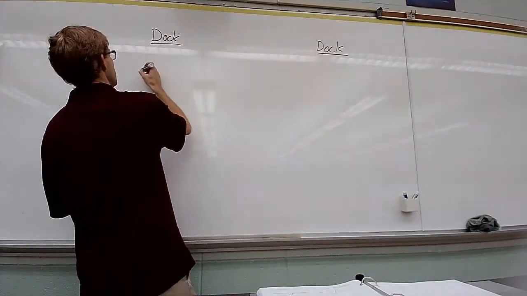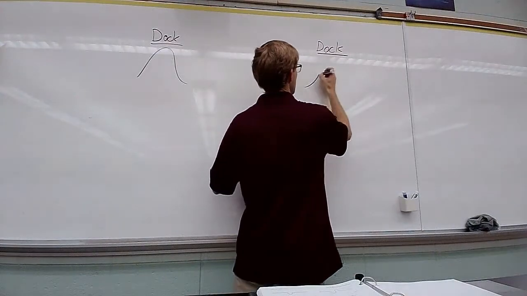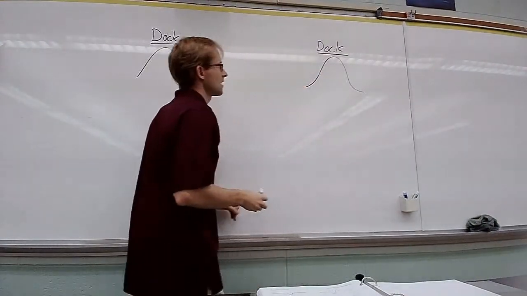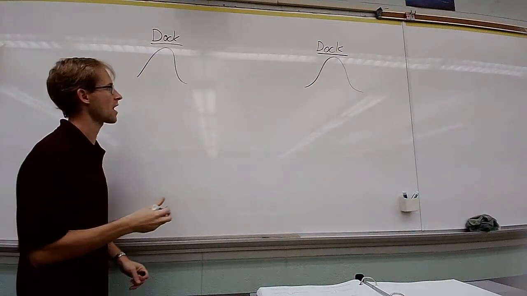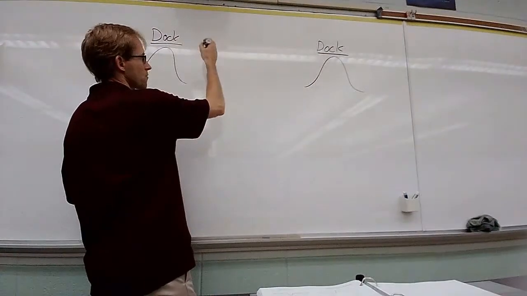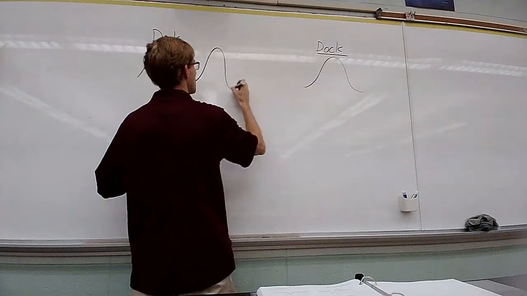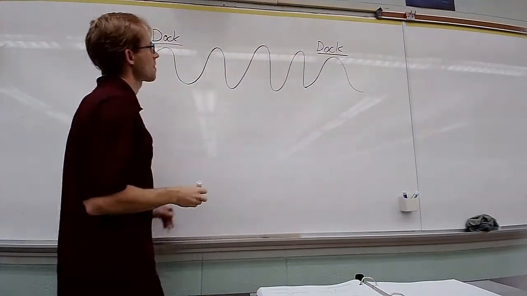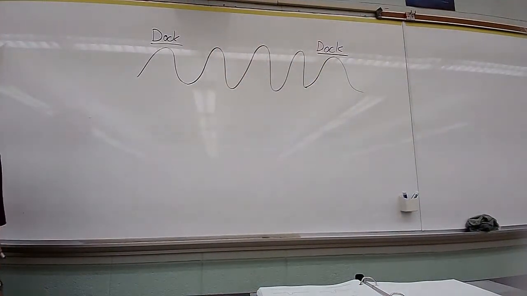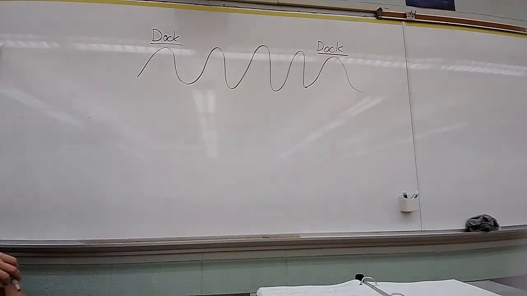So you've got several docks. There's a crest at each dock, and it says that there are 3 crests between the 2 docks. So I got to draw 3 more of these little lumps here. 1, 2, 3. Not perfectly even throughout. If it was a really nice picture, all these waves would look the exact same. So you get the idea.